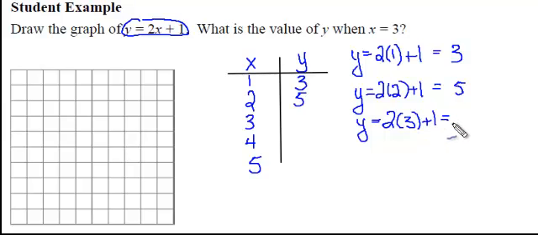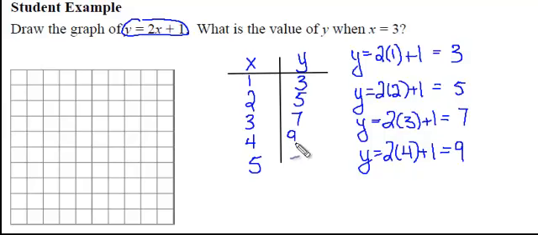Continuing, substituting in 3 instead now. 2 times 3 is 6, plus 1 is 7. Substituting in 4. 2 times 4 is 8, plus 1 is 9. Substituting in 5. 2 times 5 is 10, plus 1 is 11. So now we have a sufficient number of data points right here to plot on our graph.